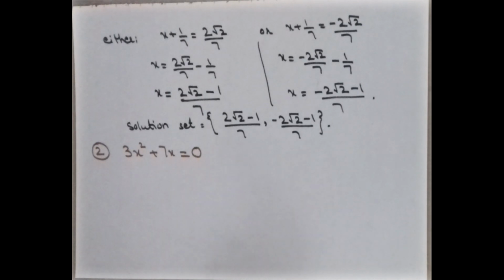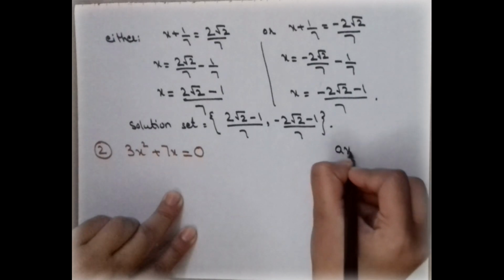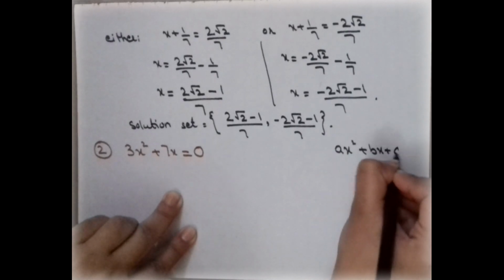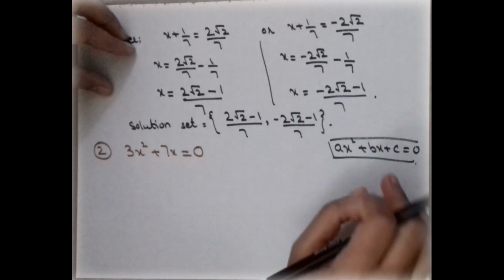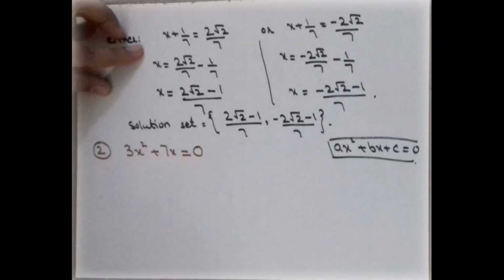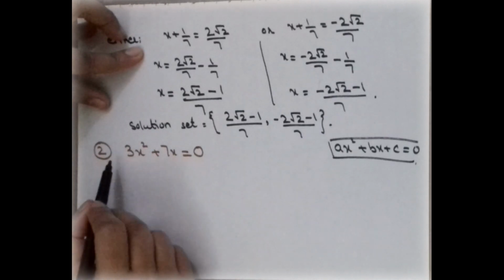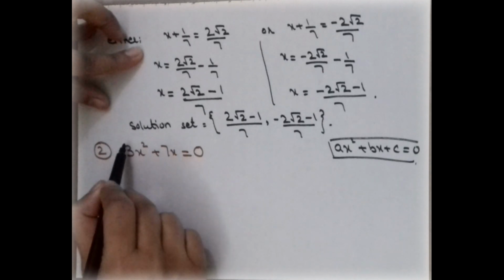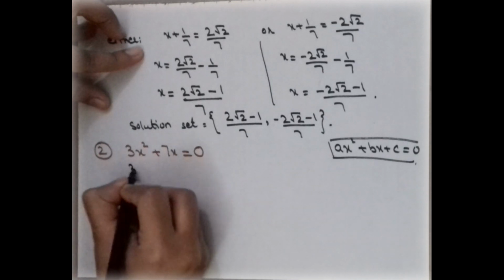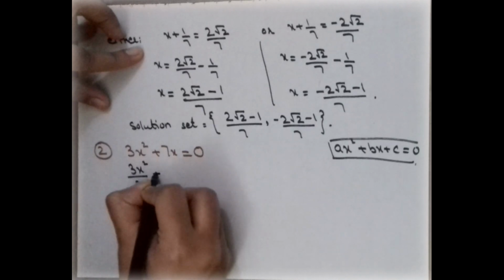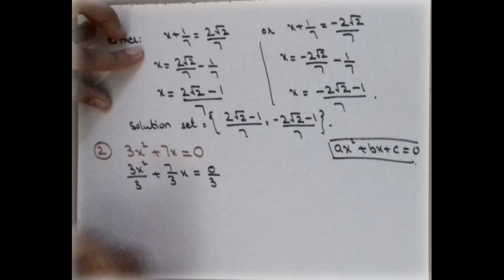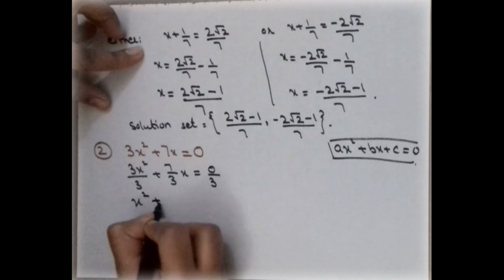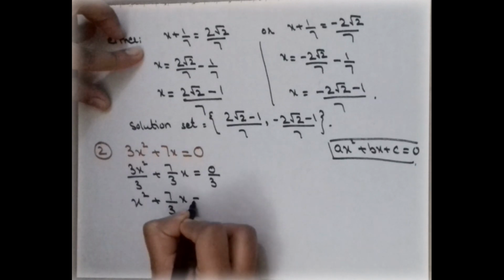Let's take another example of solving an equation by the completing the square method. The standard form is ax square plus bx plus c equals 0. So our equation is in the standard form. Here the constant term c is 0. So the first step is to divide the whole equation by the coefficient of x square. So 3x square over 3 plus 7 over 3x is equal to 0 over 3. So it's our first step. Now just solve it: x square plus 7 over 3x is equal to 0.